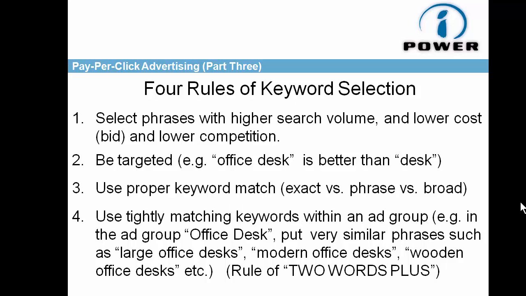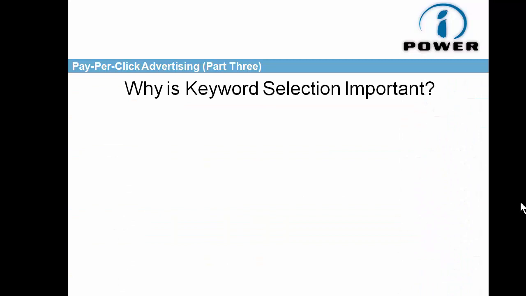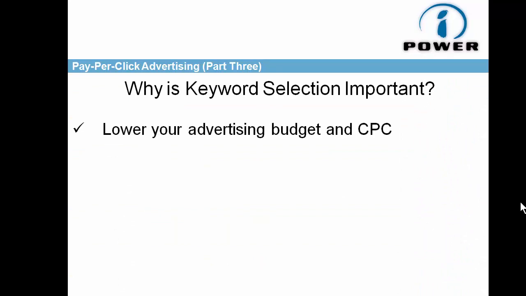Now you might ask yourself, however, what is the importance of those 4 keyword rules? Why is that important? So I'm going to try to answer that. First of all, you can lower your advertising budget, in other words, spend less. And not only the total budget, but also cost per click. Google will actually reward you. If your conversion and click-through rate goes up, Google will reward you by charging you less per click. So your cost per click will actually go down.